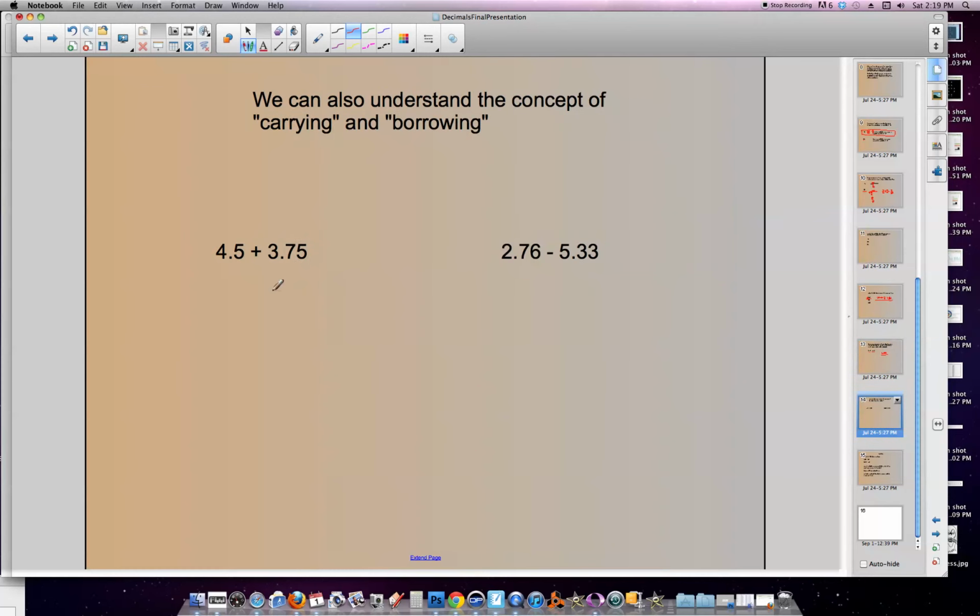The concept of carrying applies too. I say, okay, well, I've got 5 hundredths here and no hundredths here. So I've got 5 hundredths in my answer when I'm adding these. And I say, okay, I've got 7 tenths and 5 tenths. That's 12 tenths. Interesting. Well, I can't put a 12 in the tenths place. But I might recognize that 12 tenths is the same thing as 1 and 2 tenths. So I'm going to put a 2 here. There's those 2 tenths. And then I'm going to add an extra 1. So I have 3 ones, 4 ones, plus that extra 1 that came from those 12 tenths. So I've got 8.25.